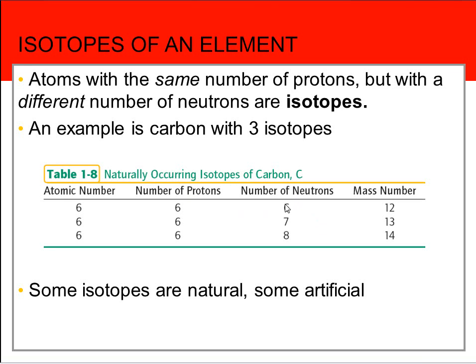However, they differ in the number of neutrons. One of them has 6 neutrons for a total mass of 12, 6 plus 6. One has 7 neutrons, total mass of 13. Another has 8 neutrons, total mass of 14. Some isotopes are naturally occurring, and some chemists can make in a laboratory, so they are artificial.